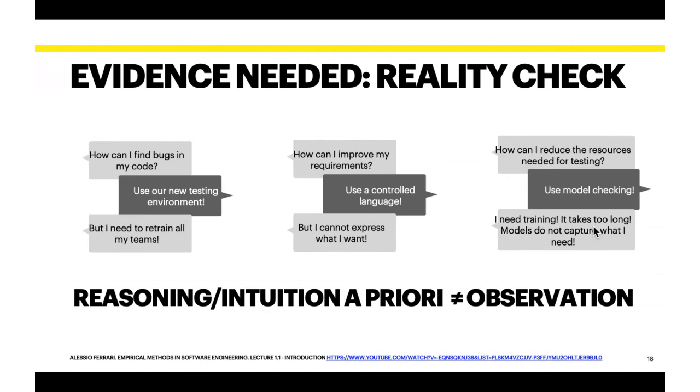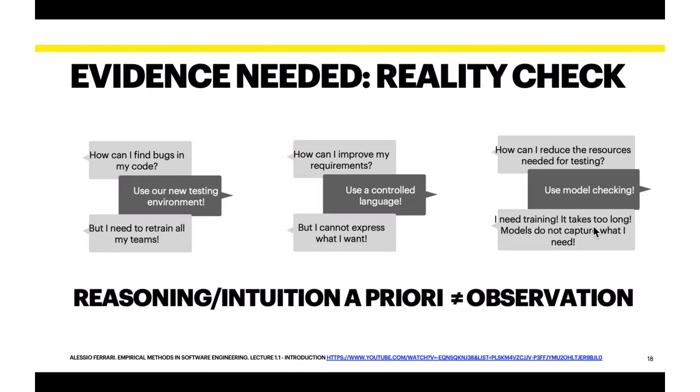And the same example can be made for all other fields. Let's take another one. Like, how can I reduce the resources needed for testing? Testing is expensive. We all know that we need many testers to test and ensure quality and so on. So the standard question would be use a model checking, because once you use model checking, you don't need to test manually, right? Moreover, model checking can prove absence of errors as opposed to merely finding them. But of course, it's not obvious, because to apply model checking, you need training. It takes too long.